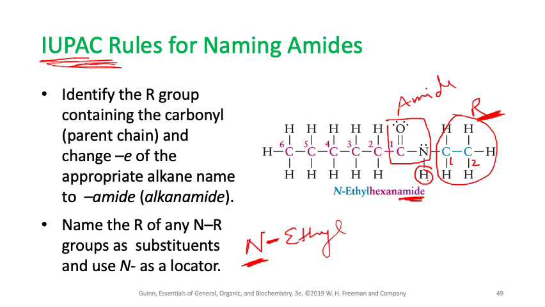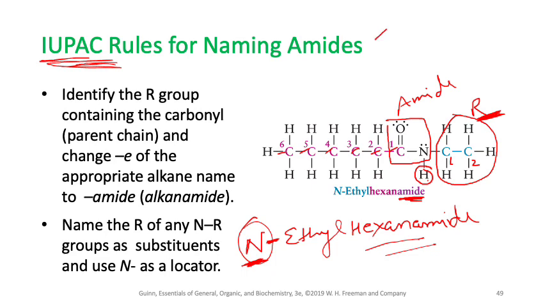Then the other part is the parent chain. 1, 2, 3, 4, 5, 6. 6 is hexane, N-ethyl hexane amide, hexanamide, right? That's the only thing that you need to worry about. If you have any R group, specify with an N. If not, you don't have to specify anything.